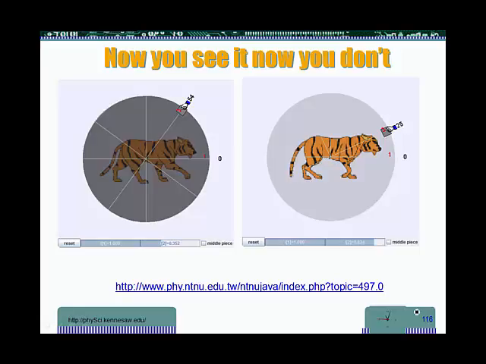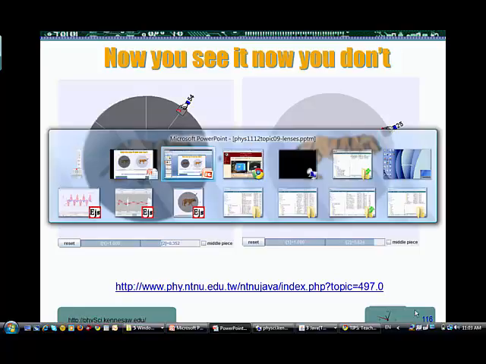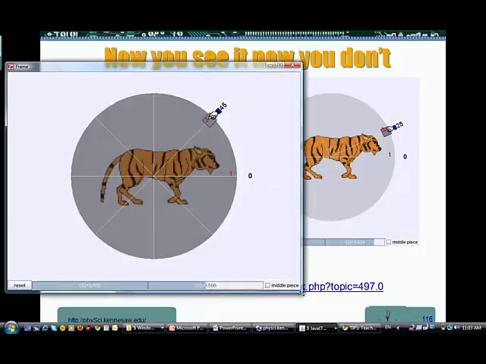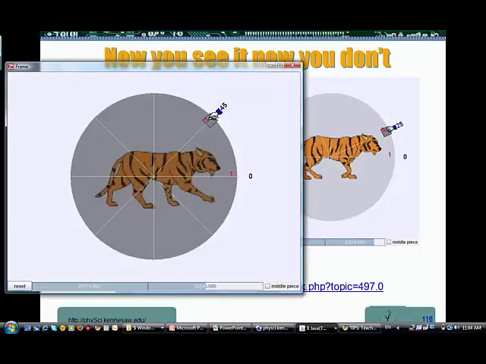Okay, let's discuss some examples with polarization. Let's start with the simulation. Here we go. What we do, we have two polarizers.